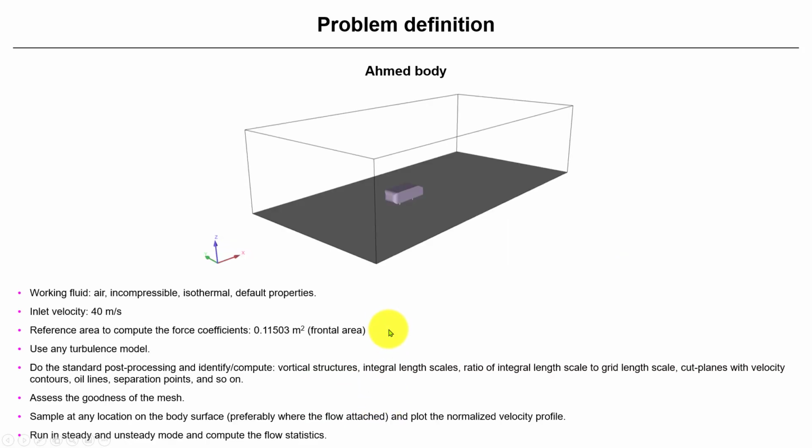Okay, so here you have the case setup, the working conditions. The working fluid will be air, incompressible, isothermal. Use the default properties. Okay, the inlet velocity is 40 meters per second. And remember that you will need to set something similar on the ground. You can also try to run putting this one as a wall, and you will see that there is a slight difference. You can check that.